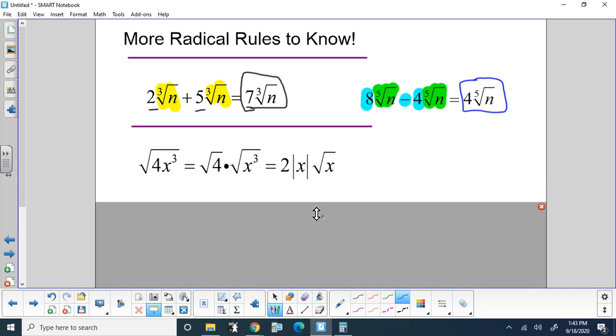Another rule related to radicals is that I can take and break a radical up and take, for example, the square root of 4 times the square root of x to the 3rd, or I could write it back all as a single radical. I'm going to continue to show you that I simplified this by saying the square root of 4 is 2, and the square root of x to the 3rd is x times the square root of x. Notice I added the absolute value bars in because our index number was an even index.